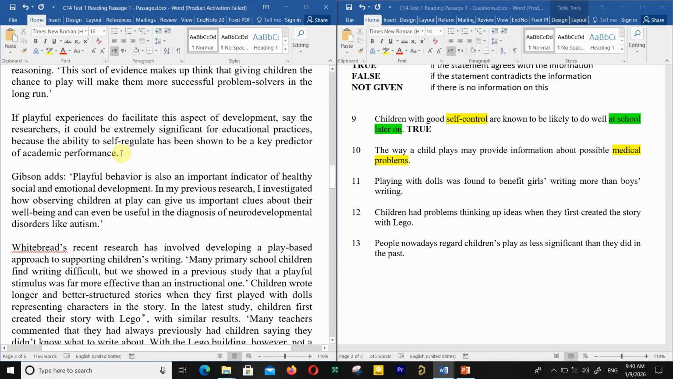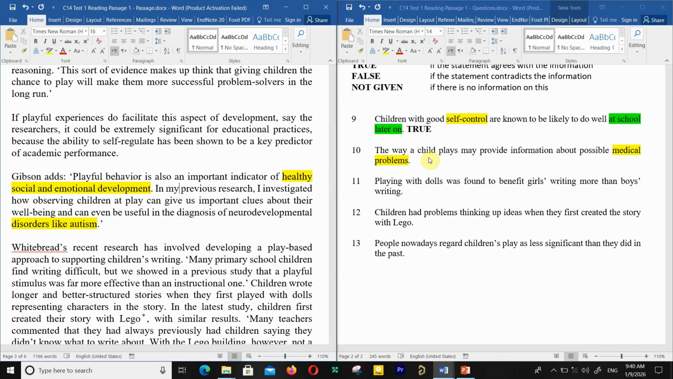Nothing is there. Here, you can see "healthy social and emotional development": healthy, something related to health. Okay, this is the first one. And again here, "disorders like autism," again something related to medical problems. So these are all the clues that we can look for.